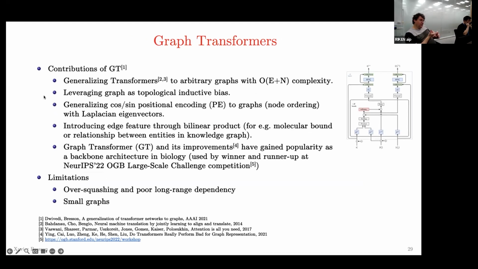And what kind of positional encoding do you want to use for graphs? So this is a very simple, I would say, mathematically simple architecture. And today it's basically the backbone in biology. There are still the limitations of over-squashing and poor long-range dependencies. And I'm going to explain with the last step of the transformer how we solve this problem.